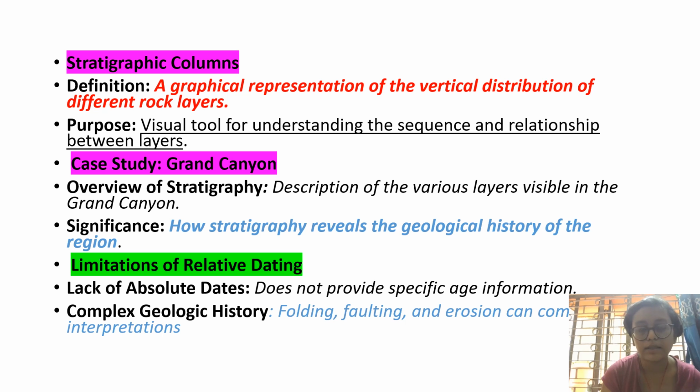Stratigraphic columns are the graphical representation of the vertical distribution of different rock layers. They help us visualize and understand the sequence and relationship between the layers. Here we will take the example of the Grand Canyon, where the various layers are prominently visible in the Grand Canyon stratigraphy, and these help us decode the history of this region.